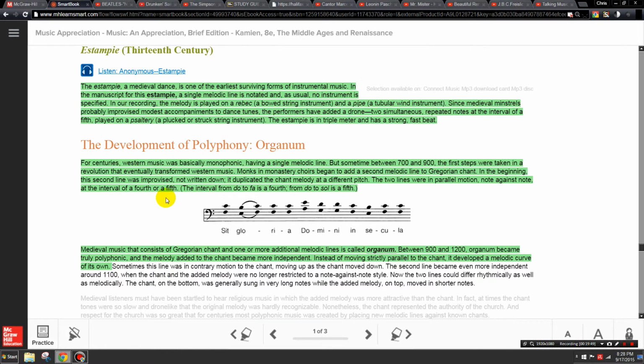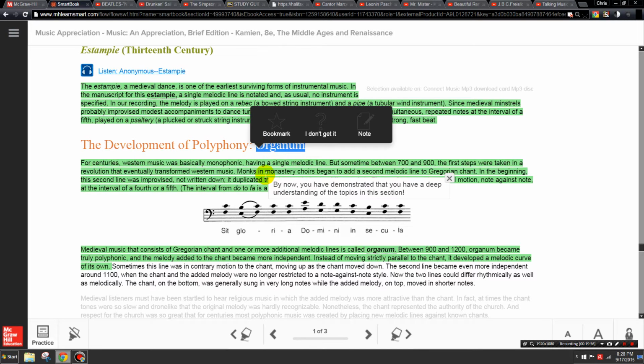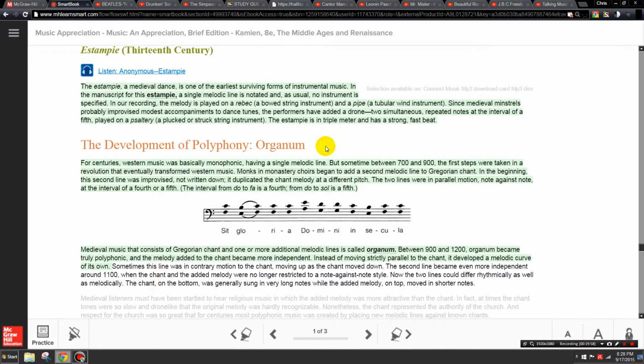All right, now the next real important development in Gregorian chant is something called organum. Now, you may think that organum is something entirely different than chant, but actually it's based on chant, and I consider it an extension of chant, even though you're going to see that the chant kind of gets left in the dust a little bit.